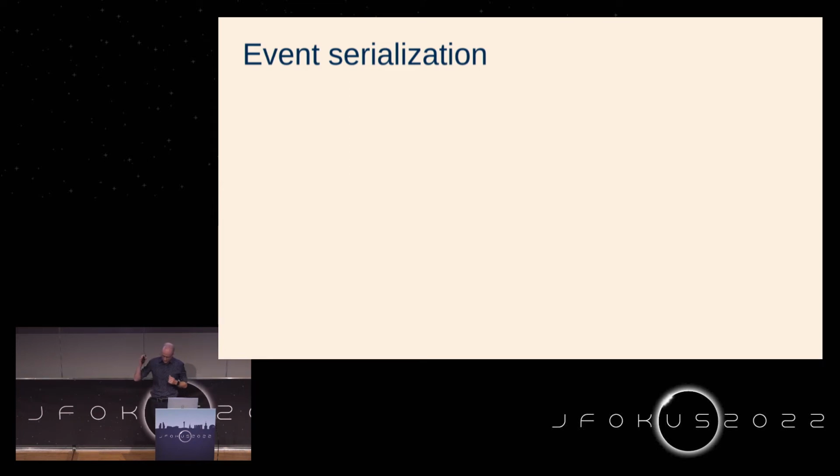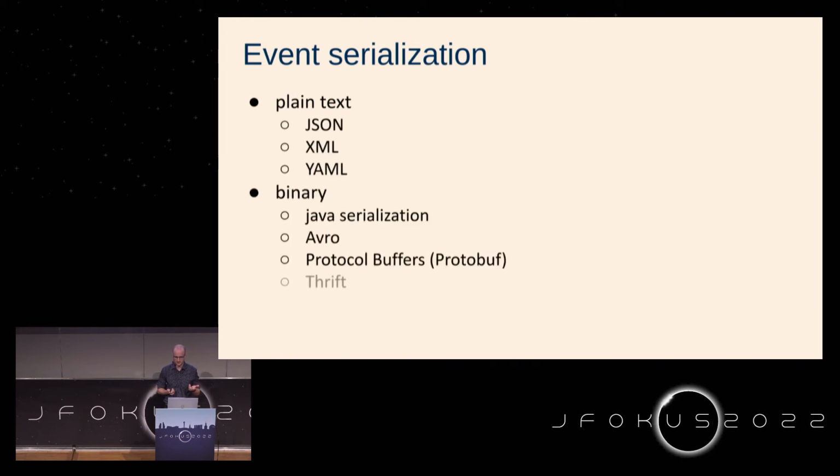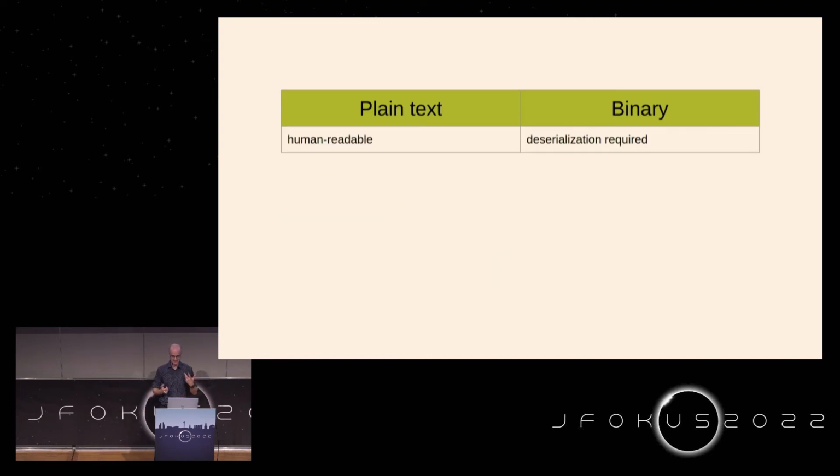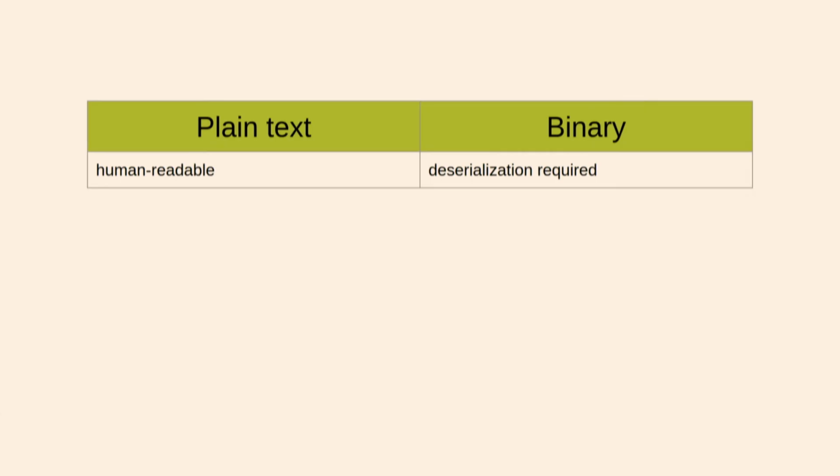Okay, so we know where to store events, now how to store them, and we have options like plain text, so JSON, XML, YAML, and binary formats. And I know that most of you will choose JSON anyway, but let me show you some alternatives. First, let's discuss plain text versus binary. Plain text for sure is human readable. It's very convenient to just select some events from your event store and analyze them directly from the query.